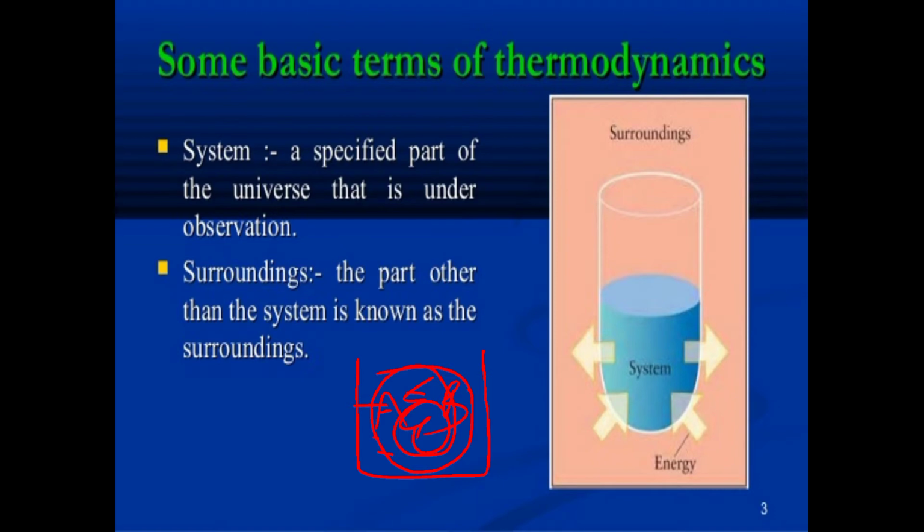Then what is surroundings? The part other than the system is known as the surroundings. For example, our system is this beaker. Whatever things other than this beaker, for example, if the beaker is kept on the table and we are observing this table, this room, all other things than this beaker are our surroundings. And the separation between the system and surroundings is known as the boundary. So the glass layer can be a boundary.